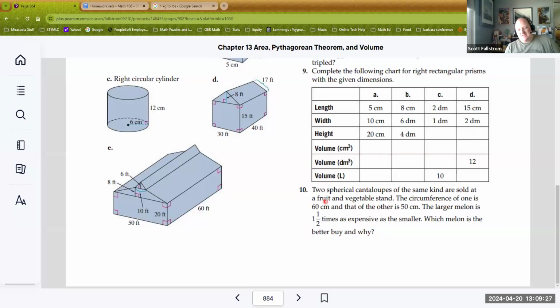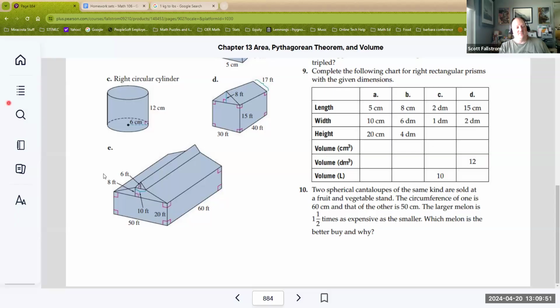2 spherical cantaloupes of the same kind are sold at fruit and vegetable stand. The circumference of one is 60. The other is 50. The larger melon is 1.5 times as expensive as the smaller. Which one's a better deal? Now, you could go in and find the volume of each one and say, I think the better deal is based on volume. That's fine.